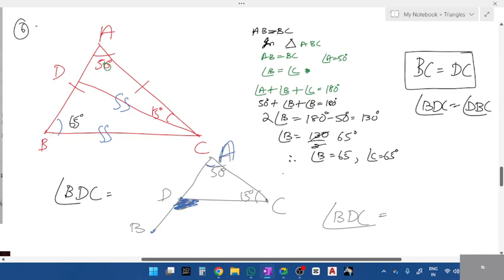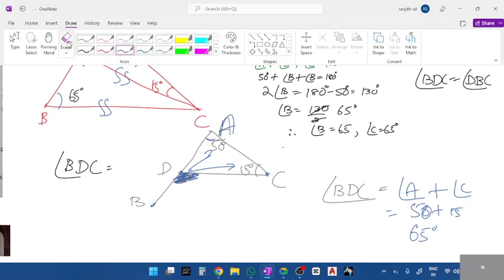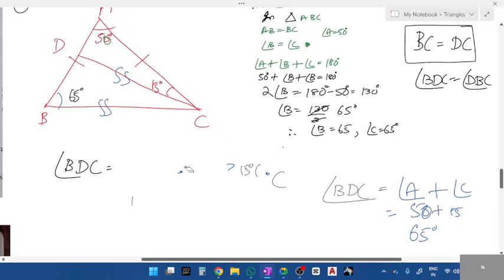ABC. So what is the exterior angle formula? Exterior angle is equal to the sum of which two angles you have to add? Angle A plus angle B. So 50 plus 15. How much is 50 plus 15? 65 degrees. So we got both the angles. Now check whether they are equal, 65 and 65.